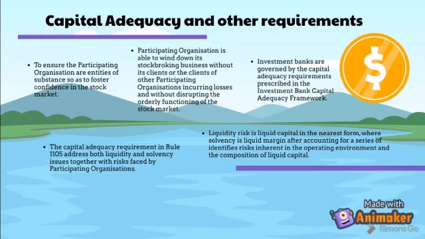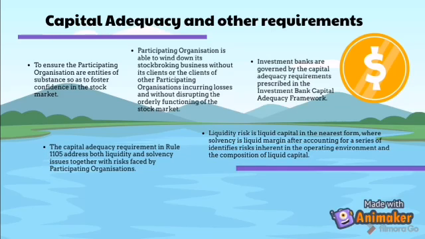Capital adequacy requirements are designed to ensure the participating organizations are entities of substance so as to foster confidence in the stock market. A participating organization is able to wind down its stockbroking business without its clients, or the clients of other participating organizations, incurring losses and without disrupting the orderly functioning of the stock market. Investment banks are governed by the capital adequacy requirements prescribed in the Investment Bank Capital Adequacy Framework. The capital adequacy requirement in Rule 1105 addresses both liquidity and solvency issues together with risks faced by participating organizations.